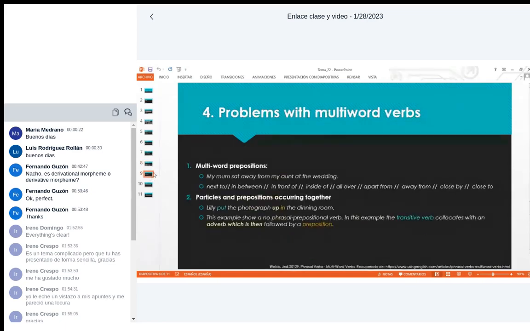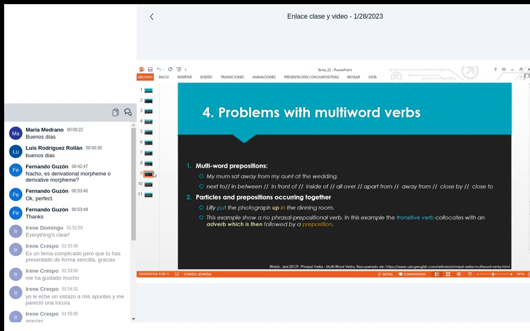Now, what are the problems that we have with multi-word verbs? Well, the first problem is the multi-word prepositions. We have prepositions that are a combination of two words because we need to complement these prepositions. For example, next to, in between, in front of, or apart from. All of these are prepositions that function as collocations, and they have to be joined by these two words to complement the meaning that we want.